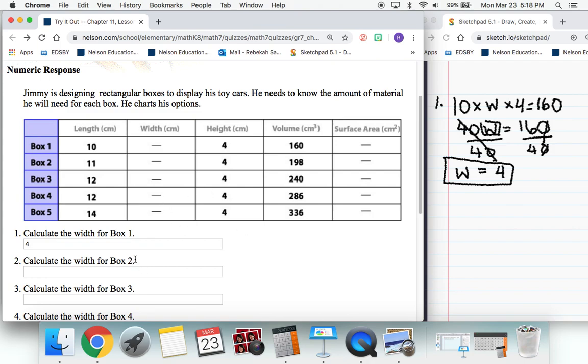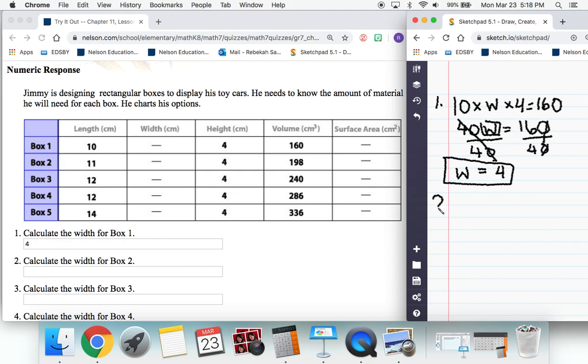All right, box number 2. Okay, so we know 11 times 4 is 44. So we're just going to go ahead and put 44W equals 198. Okay, so again, isolate your variable. By doing so, you will divide both sides by 44.